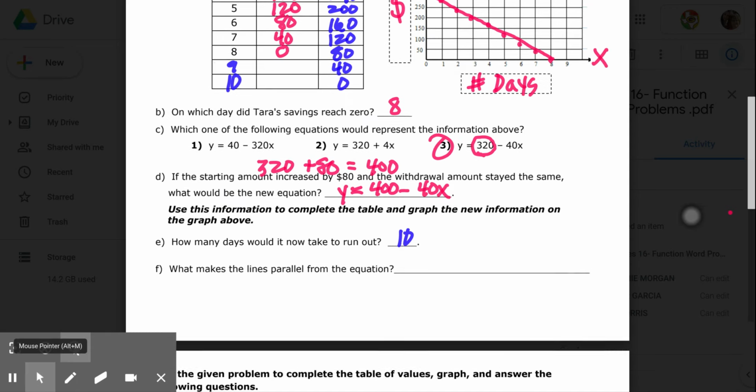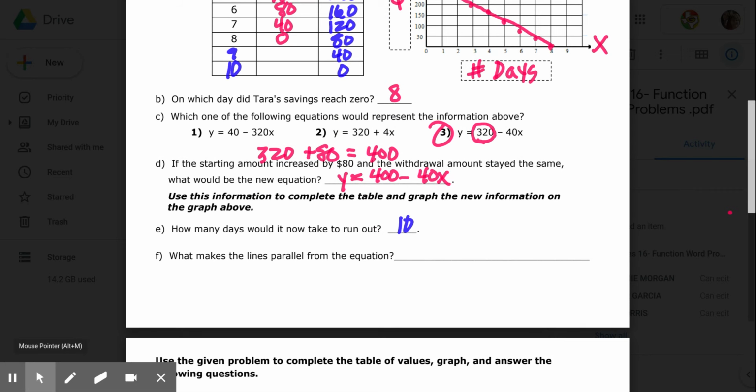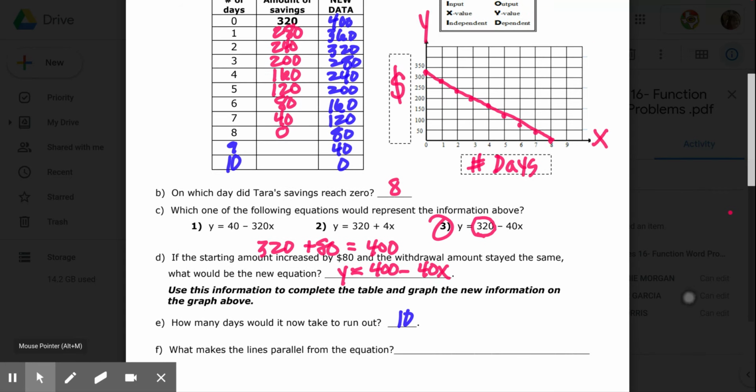And then it says on letter F, what makes the lines parallel? Well, we need to see those lines. So let's go ahead and plot the data over here. On 0 days, it's going to be up here at 400. On day 1, it's at 360. On day 2, it's at 320. Day 3 is 280. Day 4 is 240.